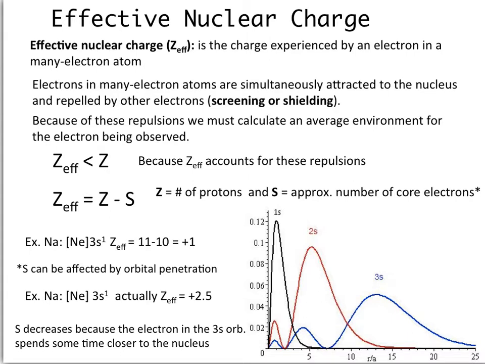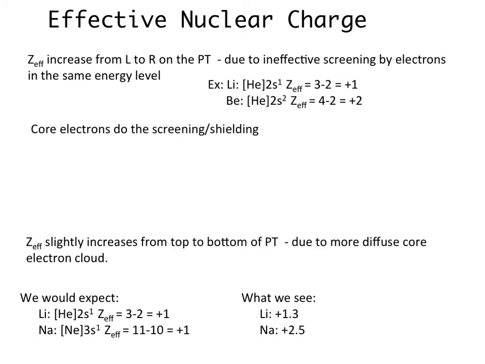and subsequently your positively charged protons in the nucleus are able to be more effective. As for effective nuclear charge trends, going from left to right on the periodic table, you're going to see an increase in your Z effective. It's going to be getting larger, and this is due to the ineffective screening by electrons in the same energy level.